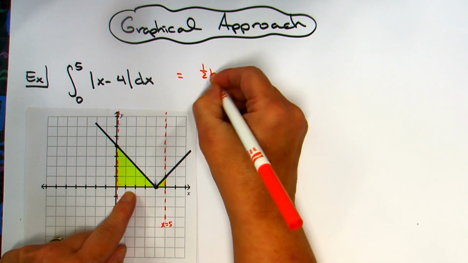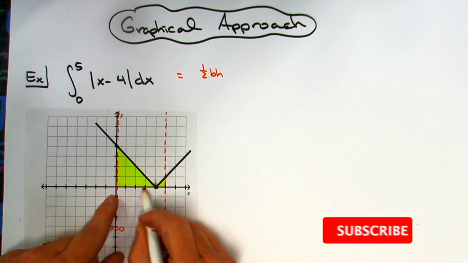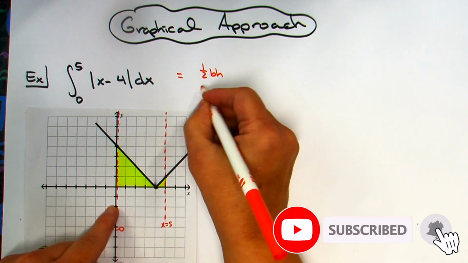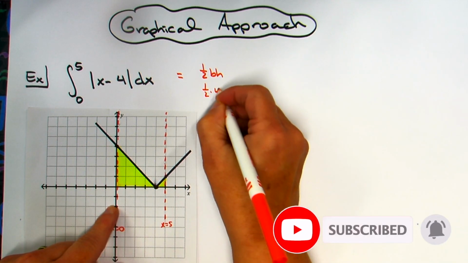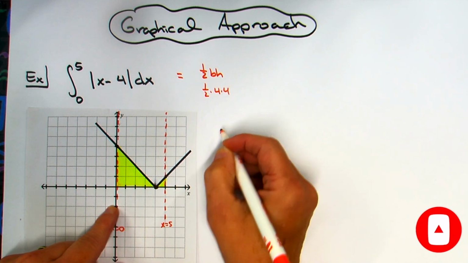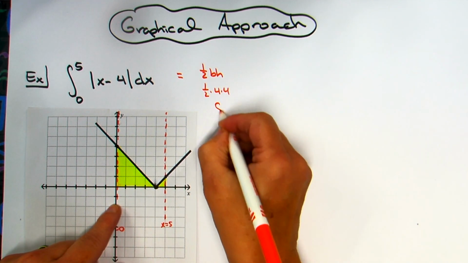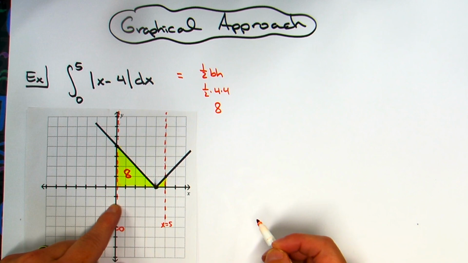So just to summarize here, we're going to take this area right here by just doing 1/2 base times height. We've got a base of 4, we have a height of 4. So 1/2 times 4 times 4, 16 divided by 2. So this part is going to have an area of 8.